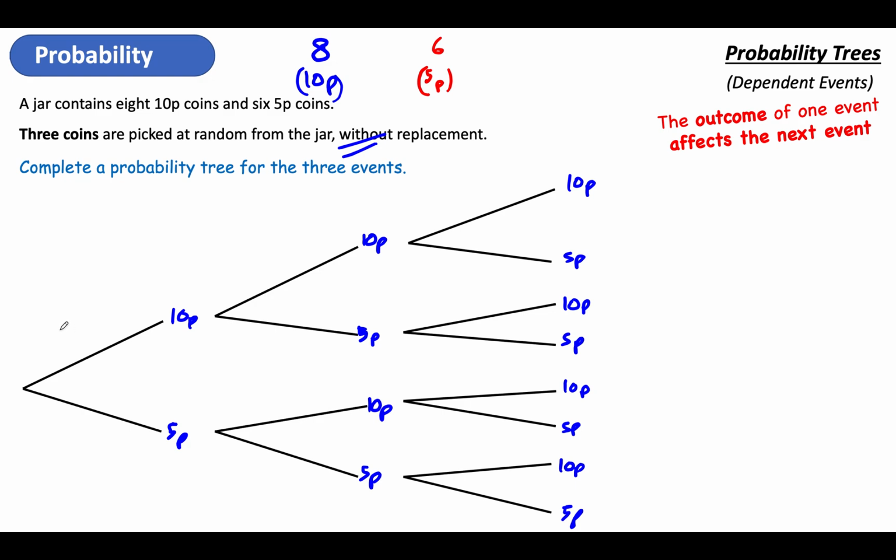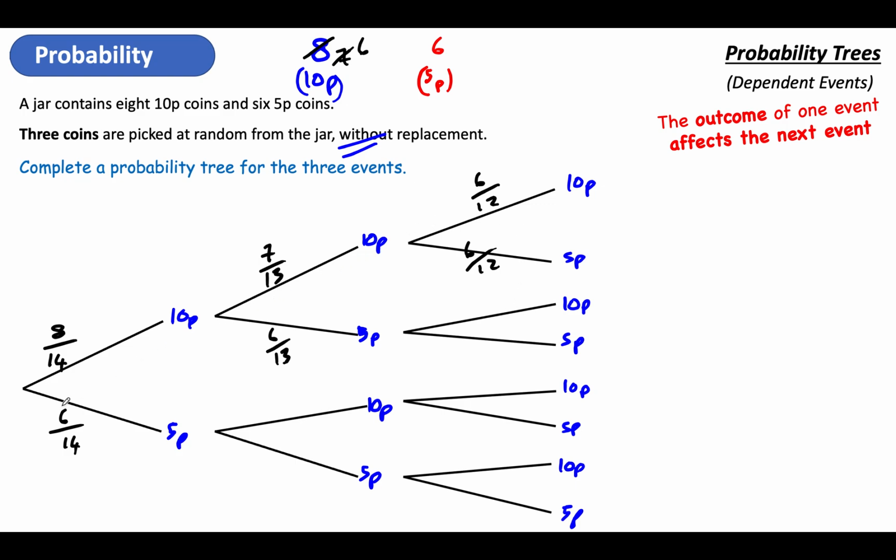Well, the first one, the probability of 10p is easy, isn't it? 8 out of 14, because 8 plus 6 is 14. And then this will be 6 out of 14. Right, now if I go across this top branch here, I have selected a 10p, which means there's 1 fewer of those. So my probabilities are now 7 out of 13 and 6 out of 13. But, in fact, let's keep going that way. Now, if I keep going across the top here, if I select another 10p, there's 1 fewer again. So there will be 6 out of now 12, because every time I'm taking a coin, there's 1 less. But it's still 6 out of 12 for the 5s.